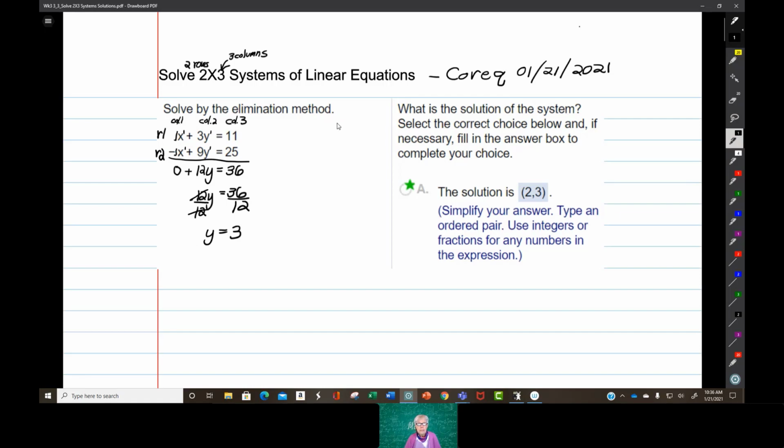Now, solve by the elimination method means solve the system. So something we said on Tuesday is that solving a system of straight lines means that, well, here's one line, and here's the other line. As it is, look at their slopes. They are indeed perpendicular, but they don't have to be. All they have to do is cross. Where the two lines cross is called the solution of the system.